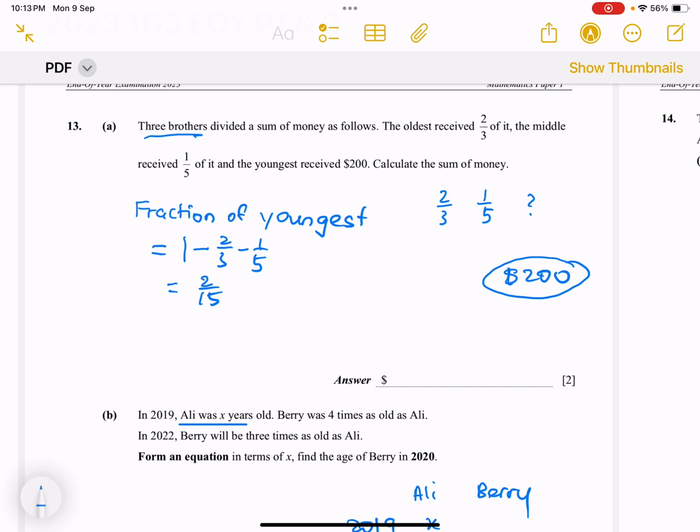So in order to get the original sum of money, we divide by 2 and times 15, because there are a total of 15 parts. Right, so therefore the sum of money is equal to 200 divided by 2 multiplied by 15, and that equals 1500.